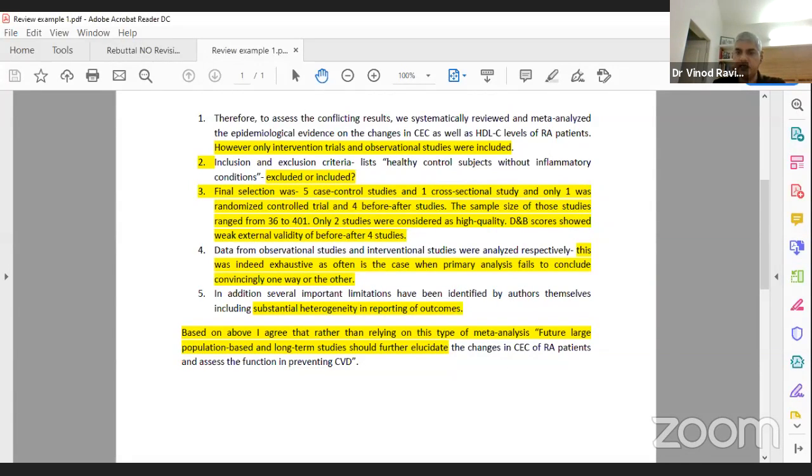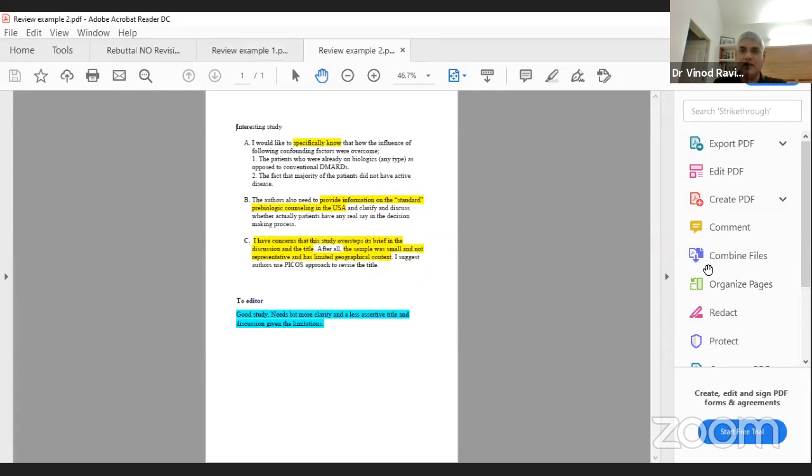So here, in the review itself, there is enough pointer to the potential authors that it is probably not going to be successful, because there are some things which you really can't change.